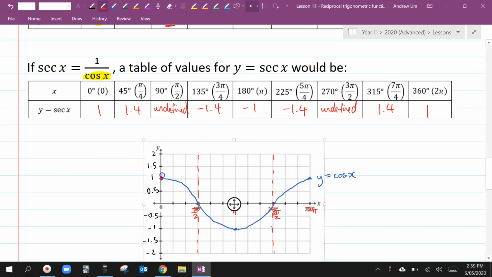So here we got one. 45 degrees is 1.4, about there. So it's going to form something like that. Then 135 degrees is negative 1.4. 180 is negative 1. 225, again, negative 1.4. So it's going to look something like this.